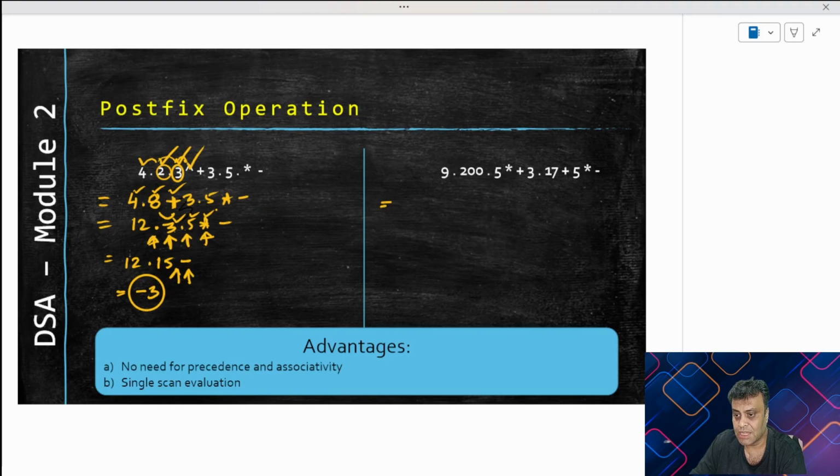Let us see how this can be solved, right? Again, we will go and take this number, and then I reach an operator. If I reach an operator, I will apply the operator on the last two operands. So what will happen? 9.200 star 5 will be 1000, right? And then I will put whatever is there.